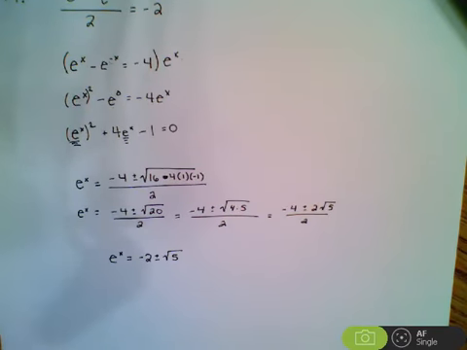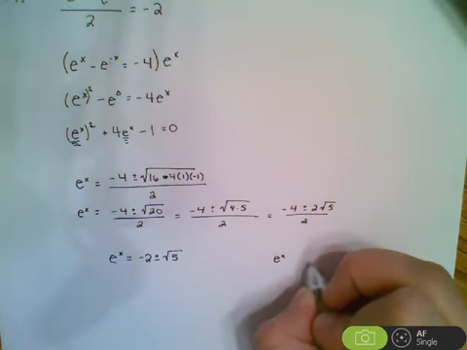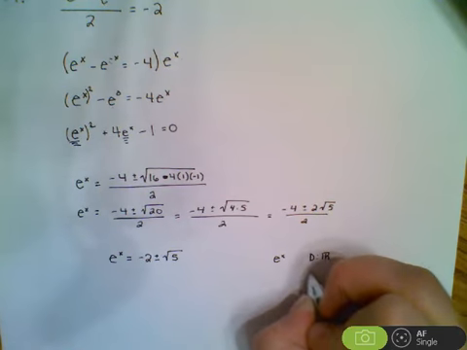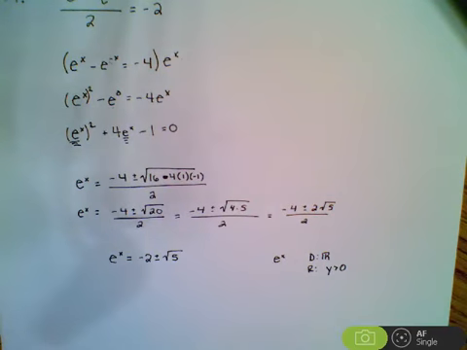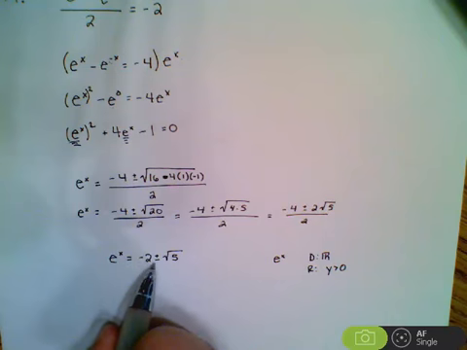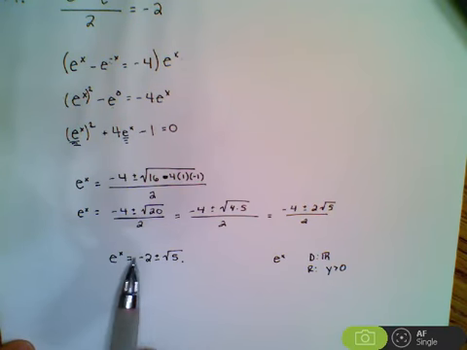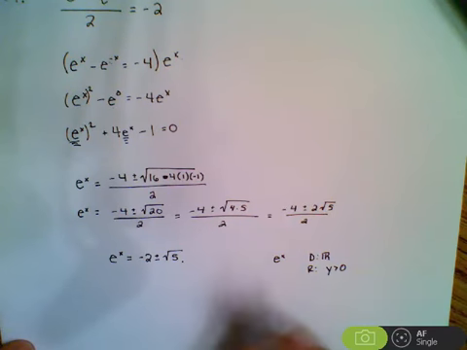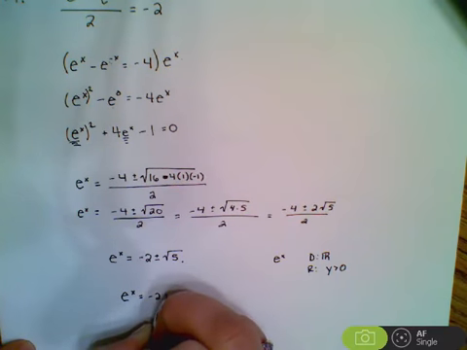Now, when you get to here, we know that for exponential functions our domain is all real numbers, but our range is y has to be greater than 0. So, in other words, e to the x will never give us something that's a negative number. So I have to look. Since e to the x is never going to be negative, I know it can't be negative 2 minus the square root of 5 because that would be negative. But I know the square root of 5 is slightly bigger than 2, so negative 2 plus the square root of 5 will work. So I have e to the x equals negative 2 plus the square root of 5.